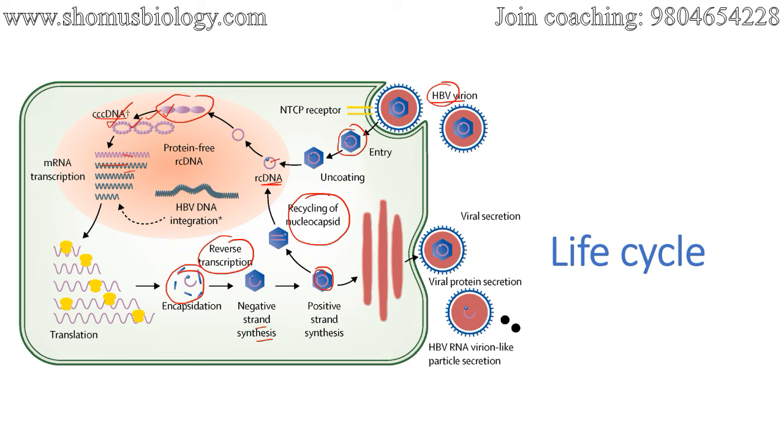If it wants to go under latency, then after forming fully formed double stranded DNA, the nucleocapsid will be recycled again. So again the DNA will be inserted inside the nucleus, and the whole process continues like this. And if it wants to come out, then once the positive strand DNA synthesis is done, it takes the route via the vesicle, and in forming the vesicle, it takes some part of the host cell membrane as an envelope, and it comes out of the cell by taking some portion of the cell membrane outside. So this is how the HBV RNA virion-like particle secretion looks.